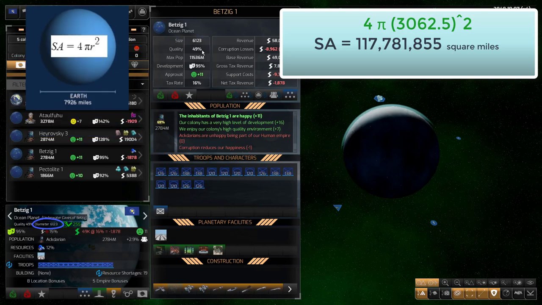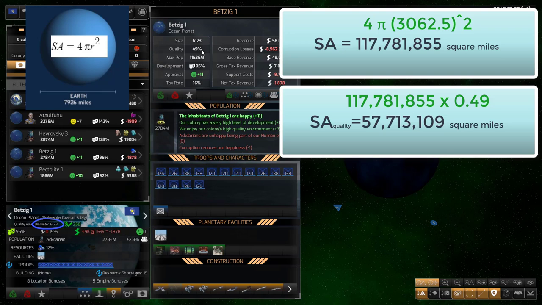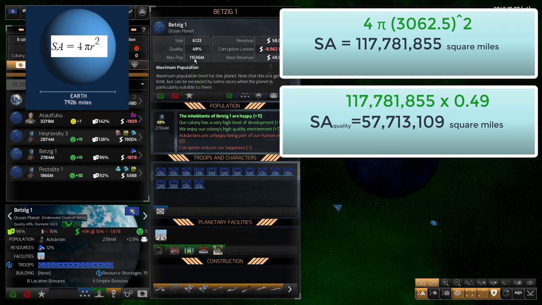We're going to then multiply that by the quality. So in this case, about half, right? So it's going to be about half of 118 million miles. So it ends up being about 58 million square miles. So its quality times the surface area gives you a livable surface area of about 58 million square miles. Finally, to get to the max pop, you have to figure out how many people can live on each square mile, right? So the game uses a rough number of about 200 people per square mile.